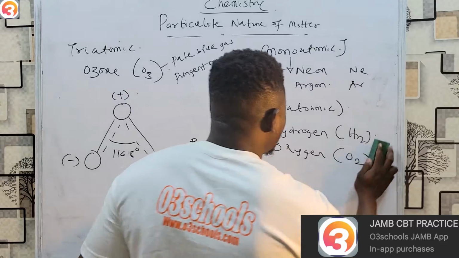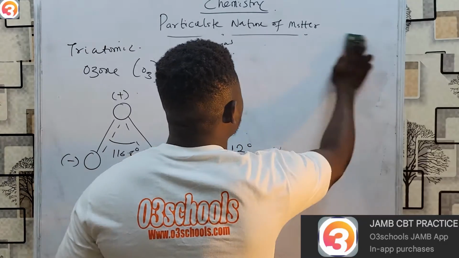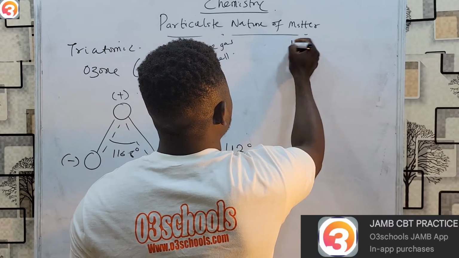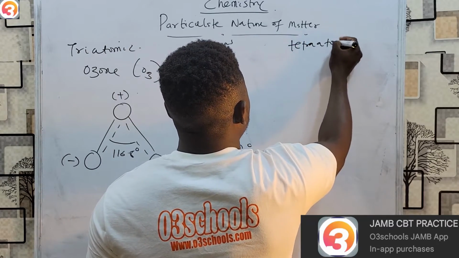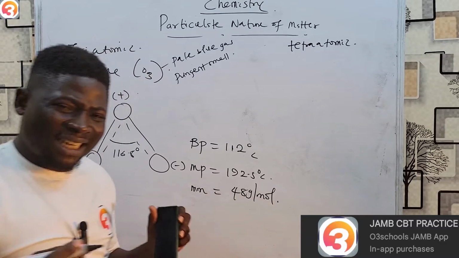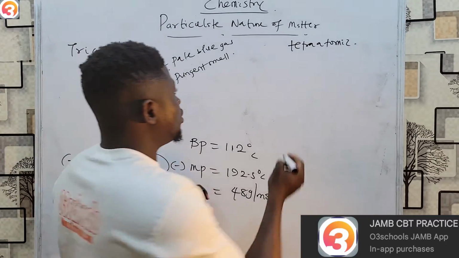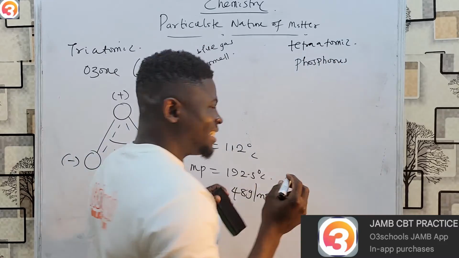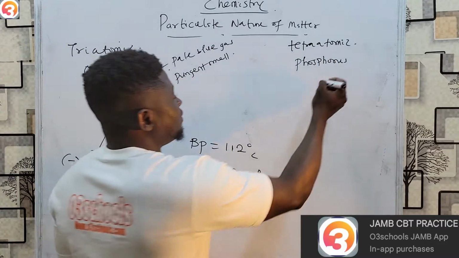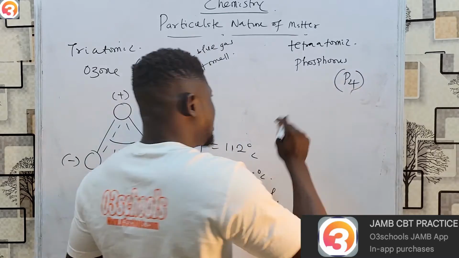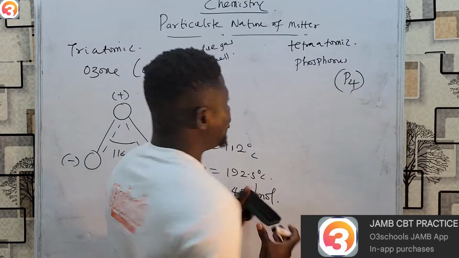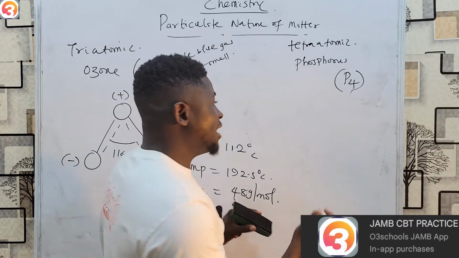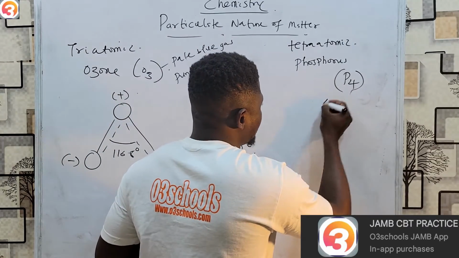All right, so we also have that a molecule can contain 4 atoms, and in that case, we say it is tetraatomic. An example is phosphorus, which has the formula P4. This is not the formula for phosphorus. Phosphorus is P, of course, but it exists as a tetrahedral molecule like this.